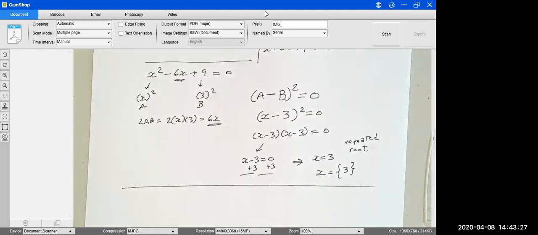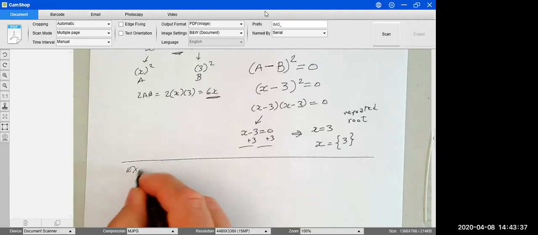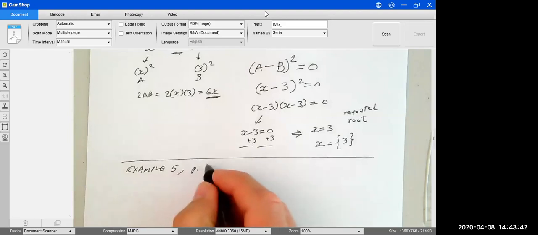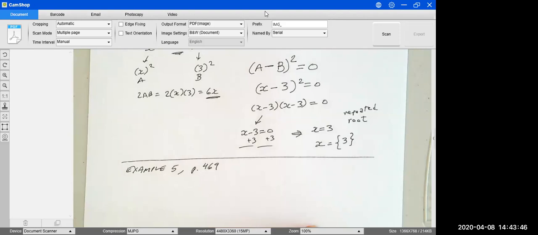So let's see, I have 1, 2. Okay, two more problems and then you're going to have time to play with this. So let's see example 5. Example 5 on page 469. We're going to solve another quadratic equation. This time it is 9x squared equals 16.